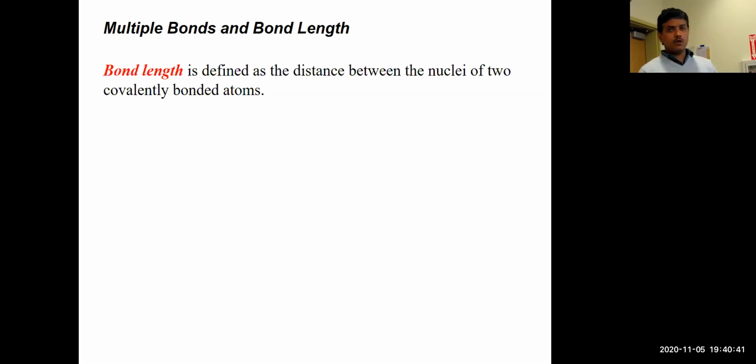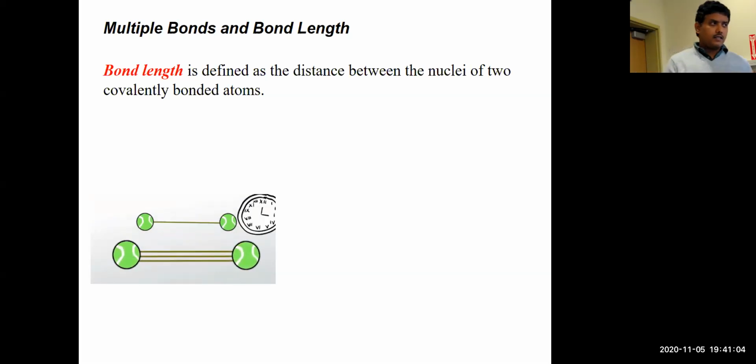All right. So what is bond length? Bond length is defined as the distance between the nuclei of one atom and another atom that they are making a bond with, or sharing electrons with. There has to be some logical reasoning behind multiple bonds and bond lengths, and now we are going to see what it is and why it is like that.